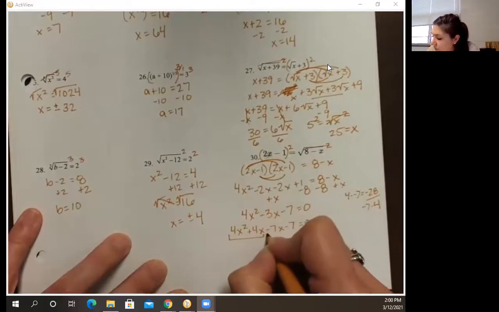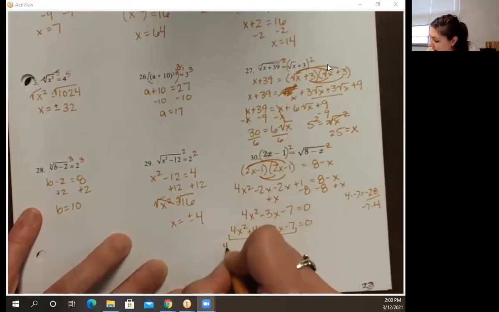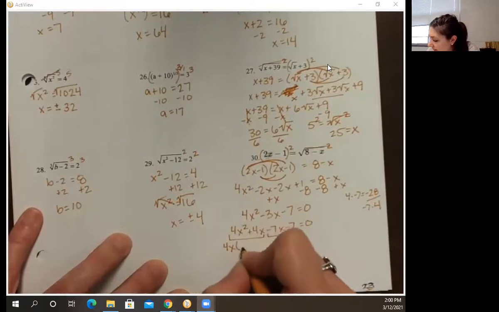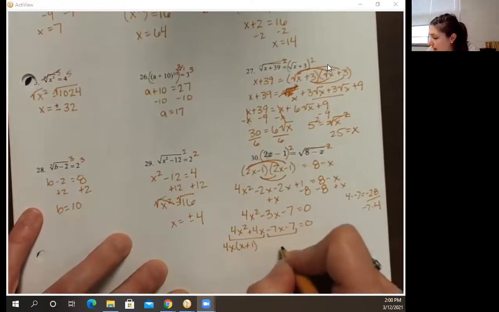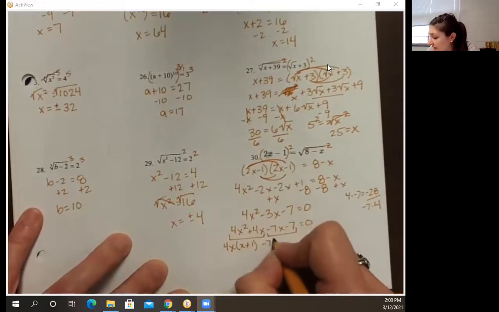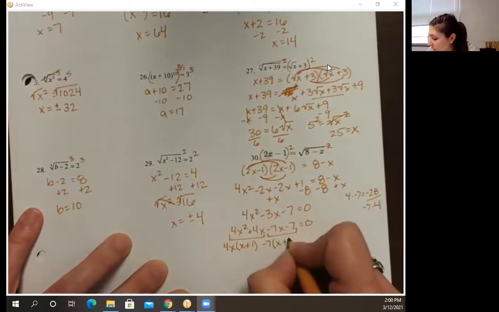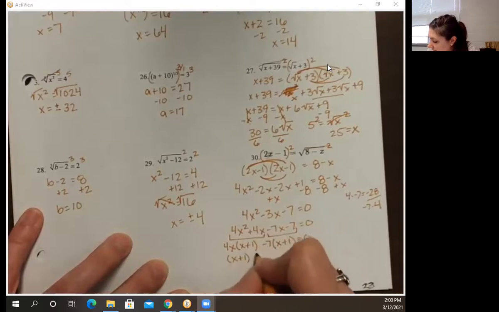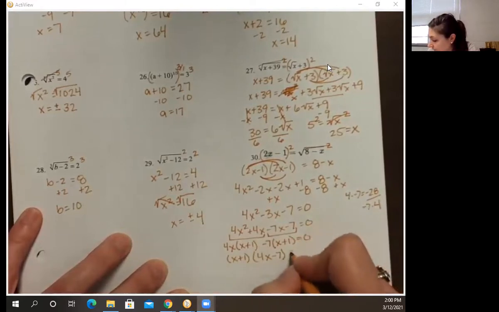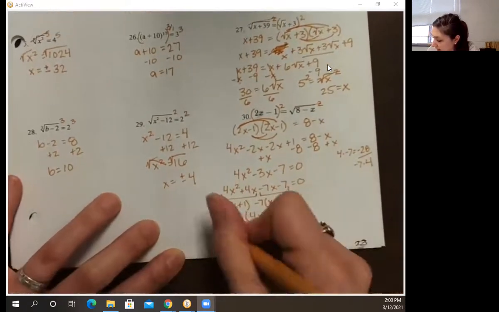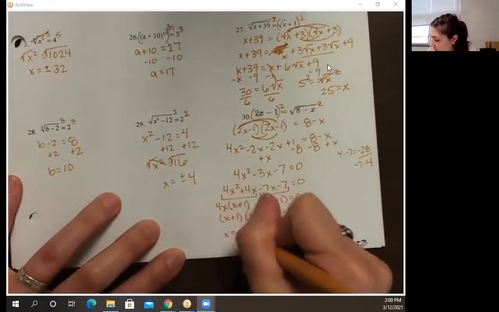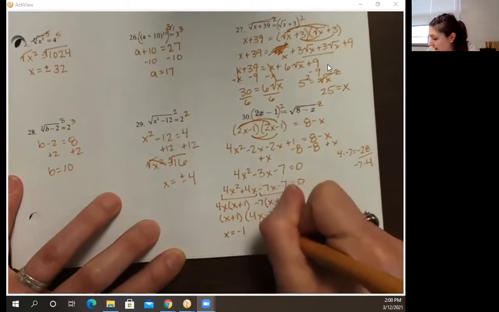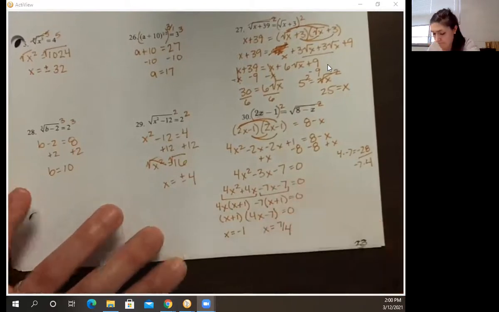And then we use our grouping strategy here. My GCF for the first group is 4x. That leaves me with x plus 1. My GCF for the second group is negative 7. That leaves me with x plus 1. So my factored form would be x plus 1 times 4x minus 7. So my solutions then would be negative 1 and 7 over 4.